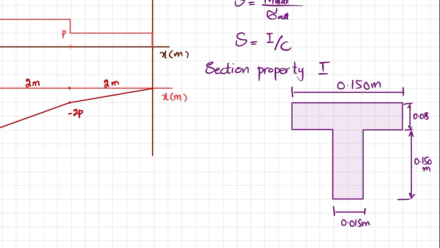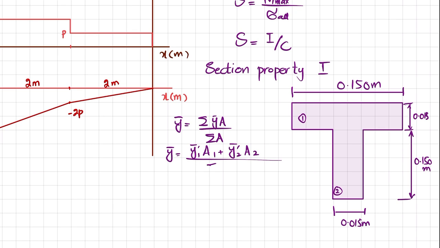So for that we need the centroid, from where the neutral axis will pass. And how will you find that? For that we have the formula y bar, which is equal to sum of y dash into a divided by sum of area. Let this be plate number one, and this be plate number two. Clear? So y dash will be equal to y1 dash bar into a1 plus y2 dash bar into a2, divided by sum of area, which is a1 plus a2.